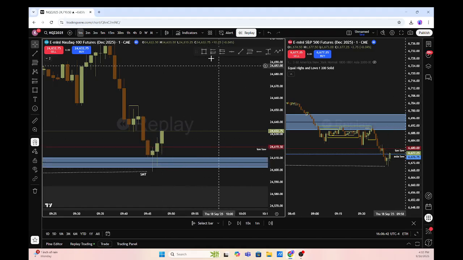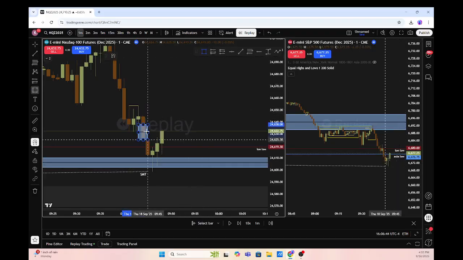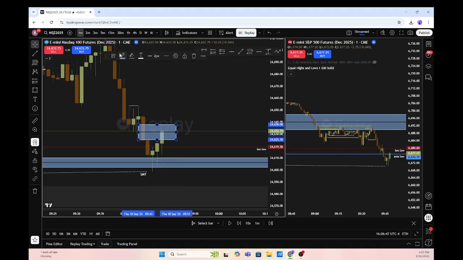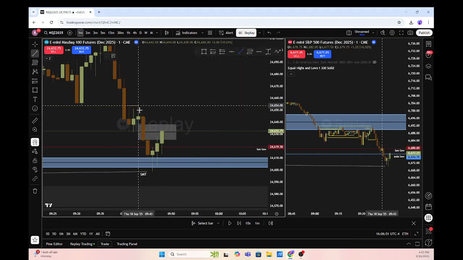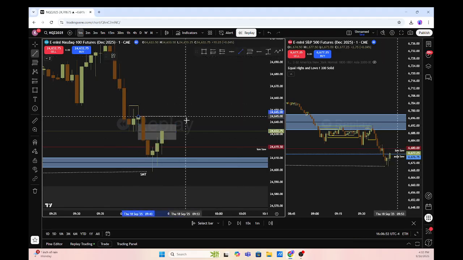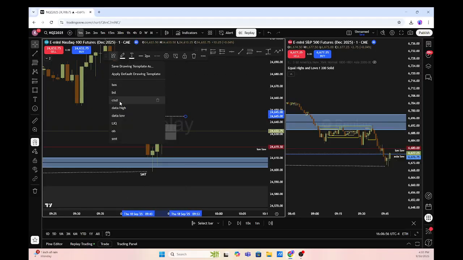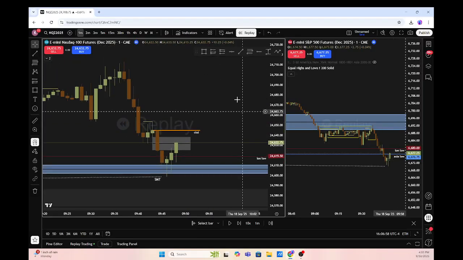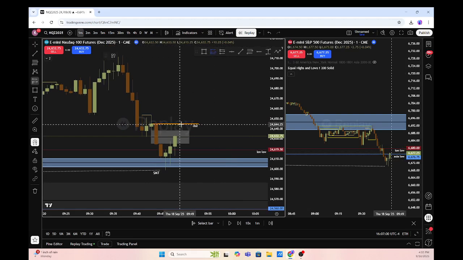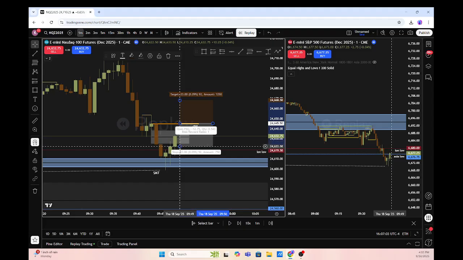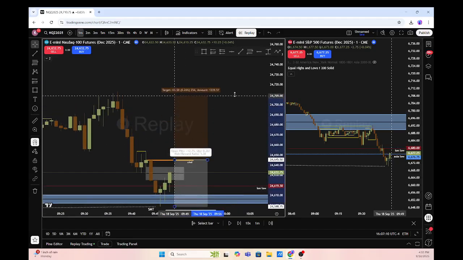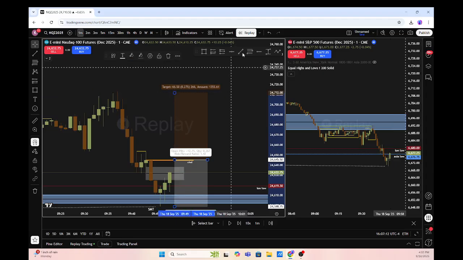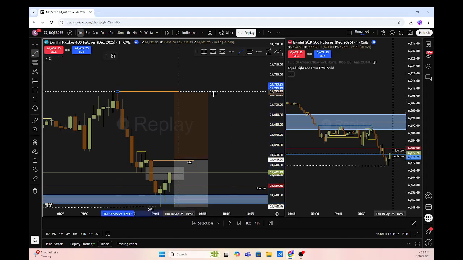Now what am I looking for? I want to see an inverted fair value gap, an IFVG, right? And then I want to see a change in state, right? So this right here is now my trade entry. I enter right here, stop loss at the low, right? TP at the high. Right there. This would be my TP.